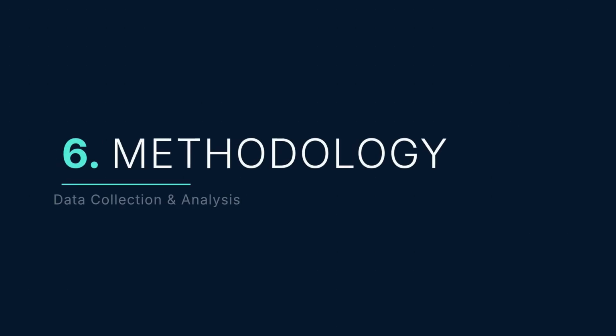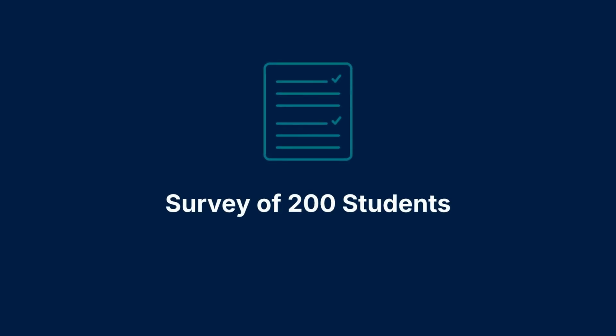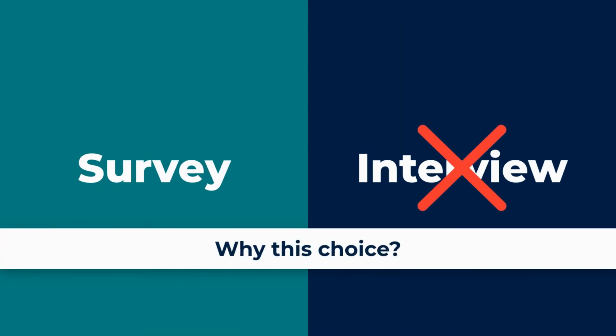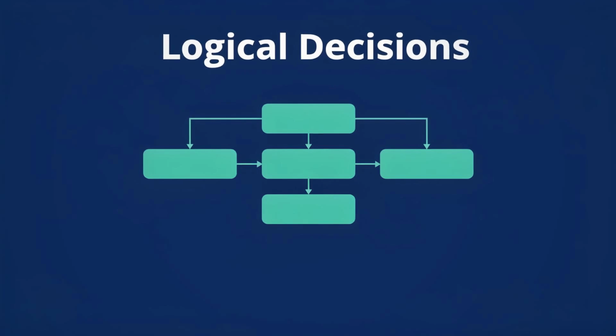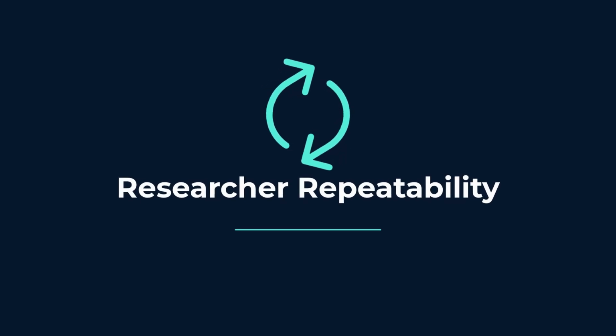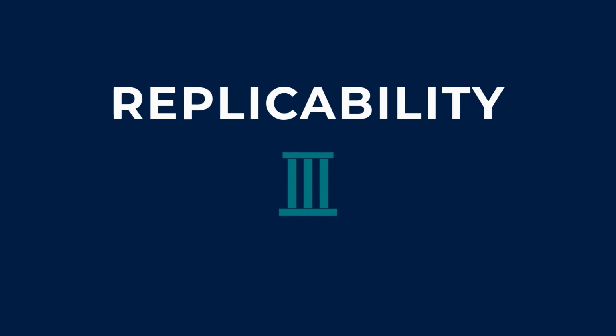In the methodology section, you must clearly explain how you collected your data. For example, you may say that you conducted a survey of 200 university students using a questionnaire. You also need to justify your choices. Explain why you chose a survey instead of interviews, or why you selected a particular sample. This shows that your decisions are logical. Your study should be designed in a way that another researcher can repeat it and get similar results. This is called replicability and is very important in research.